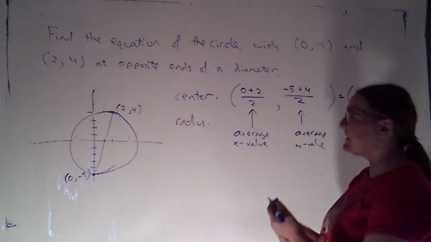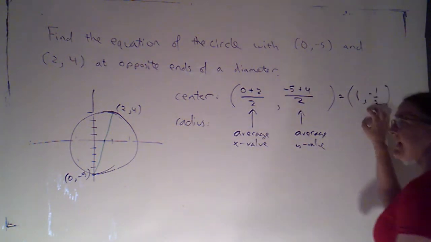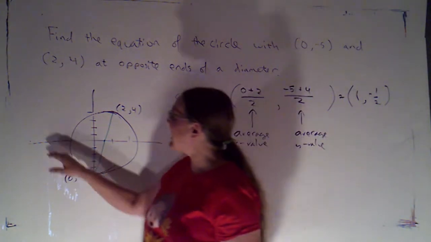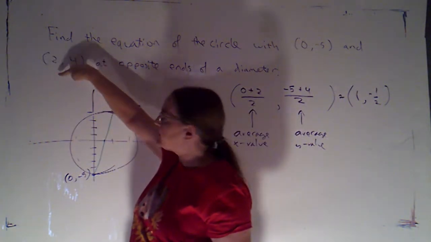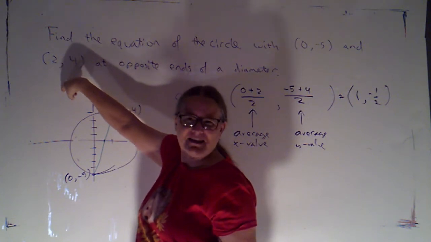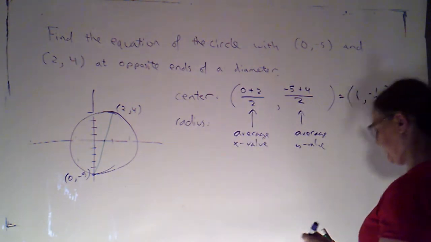I like having this picture because it does serve as a double check for me. If I had calculated and I had gotten that the center of my circle was at (-3, 6), so that it's somewhere over here, I'd say, I don't think so. I think I made a mistake somewhere. So the picture can serve as a nice double check.